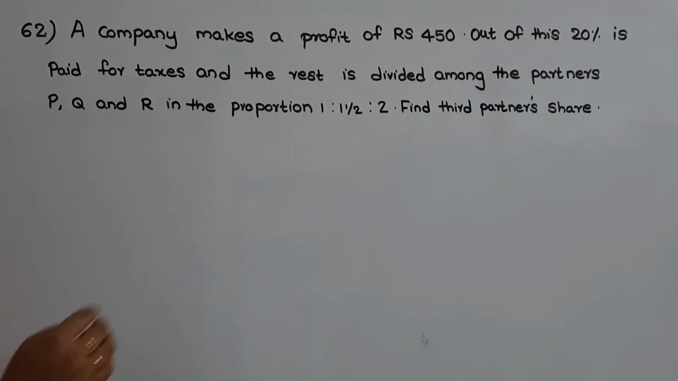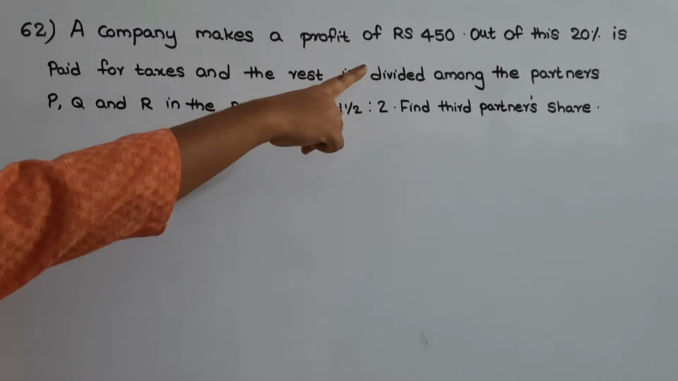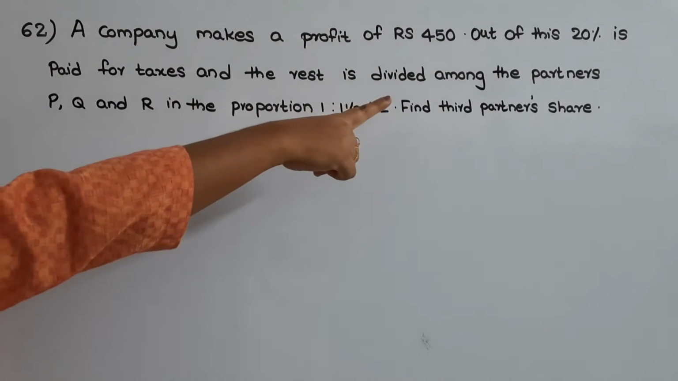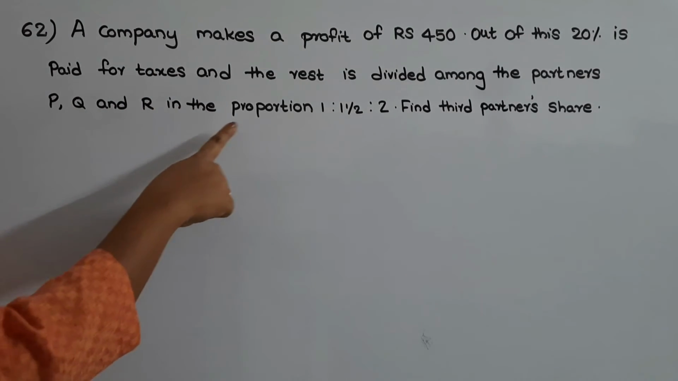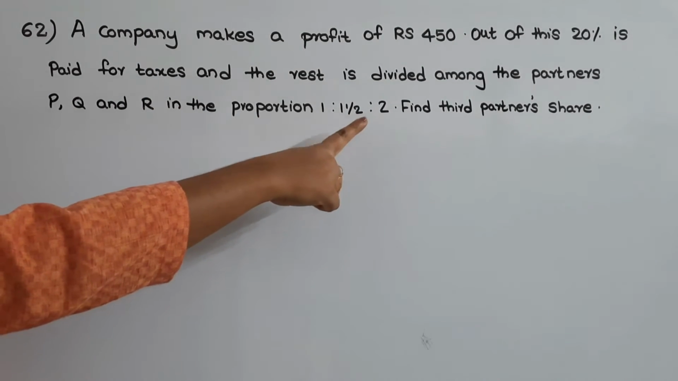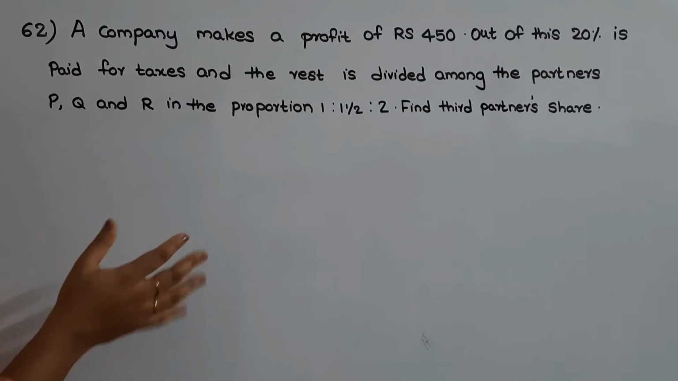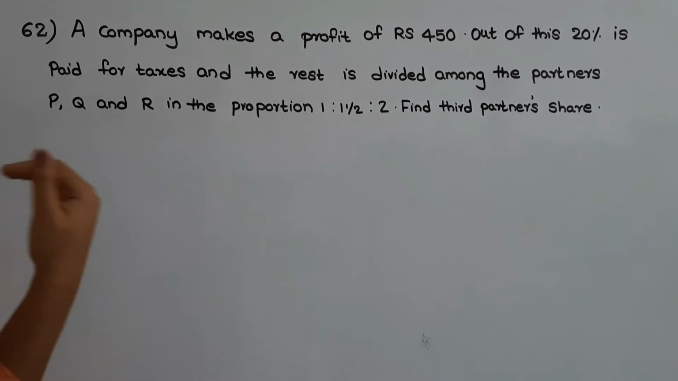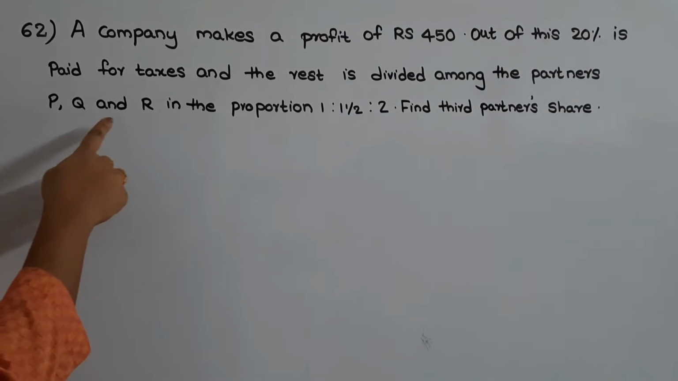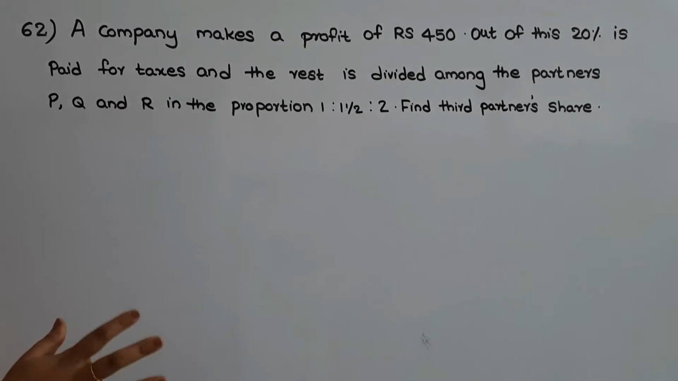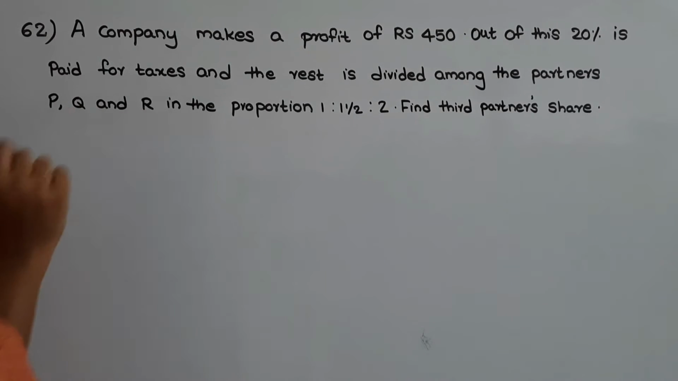The next question is, a company makes a profit of rupees 450. Out of this 20% is paid for taxes and the rest is divided among the partners P, Q and R in the proportion 1:1.5:2. Find third partner's share. So in this question they are telling that a company makes a profit of rupees 450. Out of this 20% is paid for taxes and the remaining is divided among P, Q and R in the ratio 1:1.5:2. Okay. So we need to find out the share of the third person.